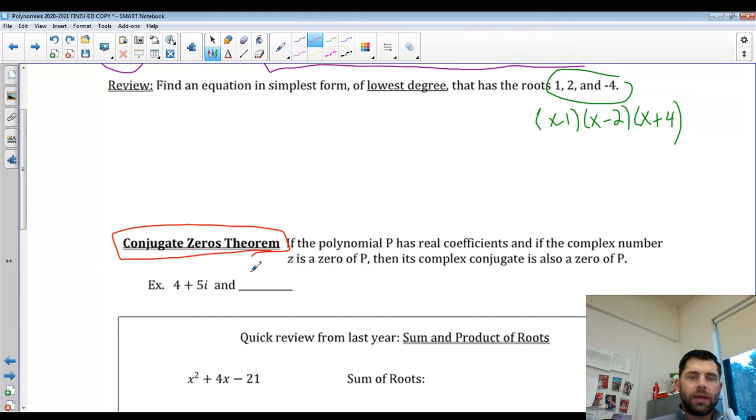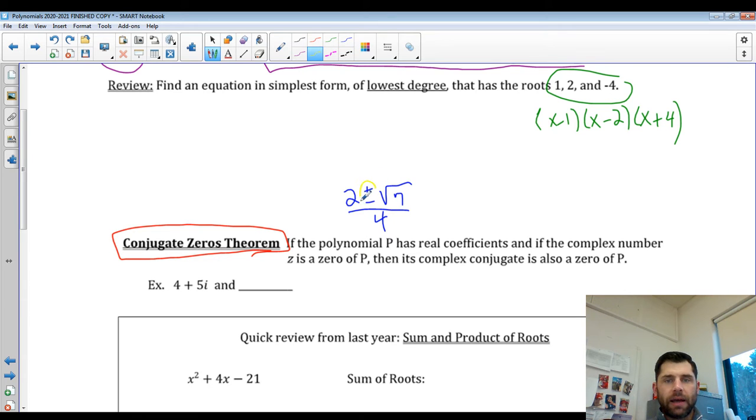If polynomial p has real coefficients, and if the complex number z is a zero of the polynomial, then its complex conjugate is also a zero of the polynomial. So what that tells us, if you were to solve an equation using the quadratic formula or completing the square, at the very end, you would have something like this: 2 plus or minus, and then this could be anything. Let's say it's radical 7 over 4.